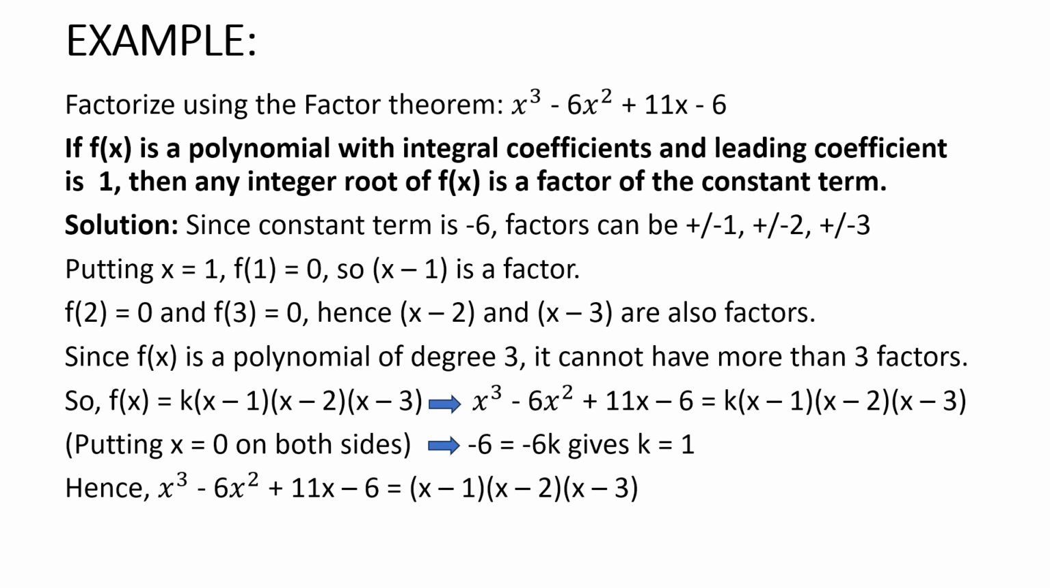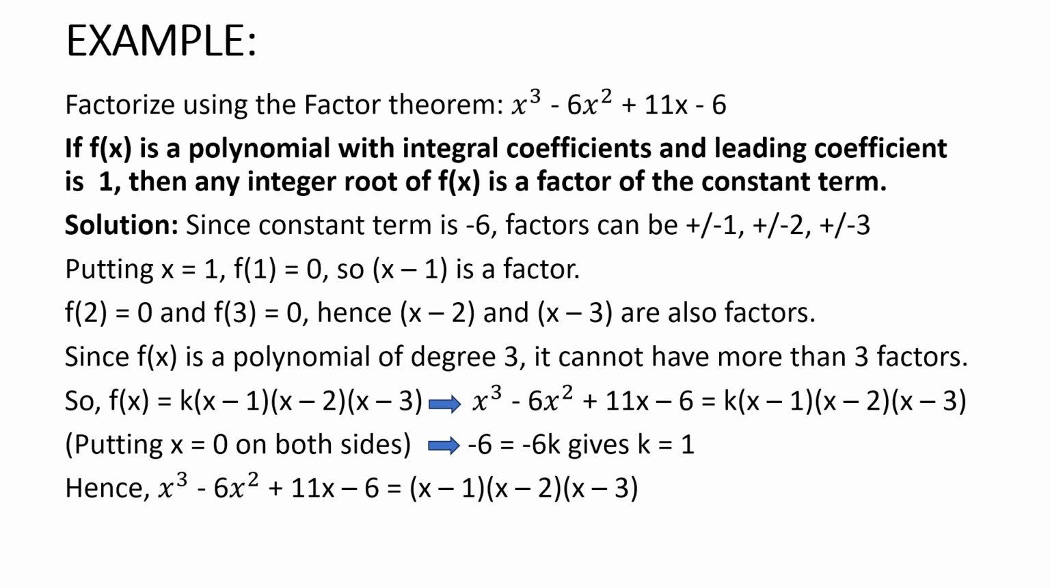This means that f(x) is your polynomial with all the coefficients as integers. The leading coefficient means the coefficient of the highest degree, that is 1, which is the case over here. Then any integer root of f(x) is a factor of the constant term. What is the constant term over here? Minus 6. So if you want to apply the trial and error method, it is easy to know that since minus 6 has factors plus or minus 1, plus or minus 2, or plus or minus 3, you can put those values and check whether they are factors or not.